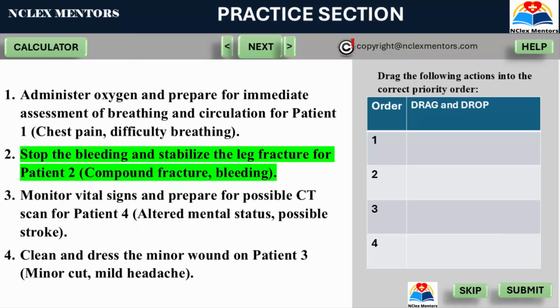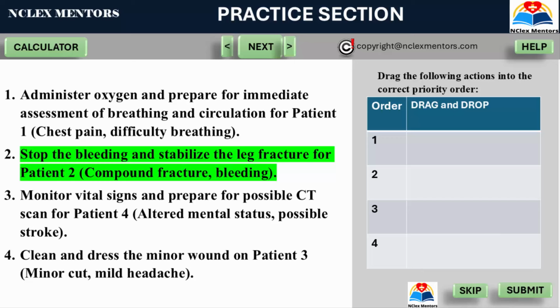Third priority, patient 2. Stop the bleeding and stabilize the leg fracture for patient 2, compound fracture, bleeding. This is the third priority. Although bleeding and a fracture are serious, they are non-life-threatening compared to cardiac or stroke emergencies. The first step is to stop the bleeding to avoid shock and then stabilize the fracture.